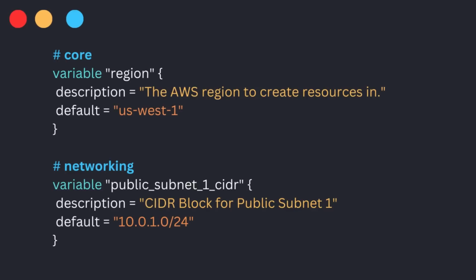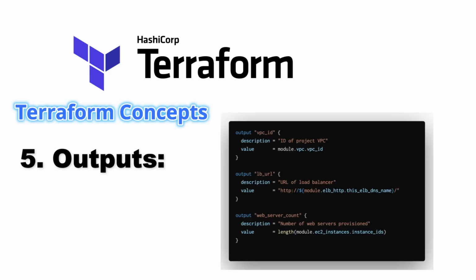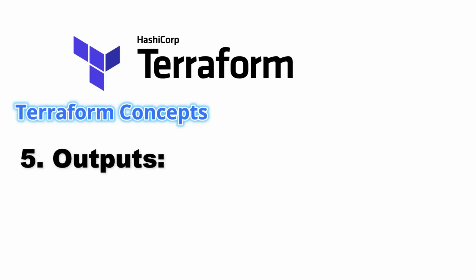Variables are used to pass values to Terraform configurations. Variables can be defined in a separate file or in the same file as a Terraform configuration. Outputs are the values that are generated by a Terraform configuration. Outputs can be used in other Terraform configurations or as an input to other tools.